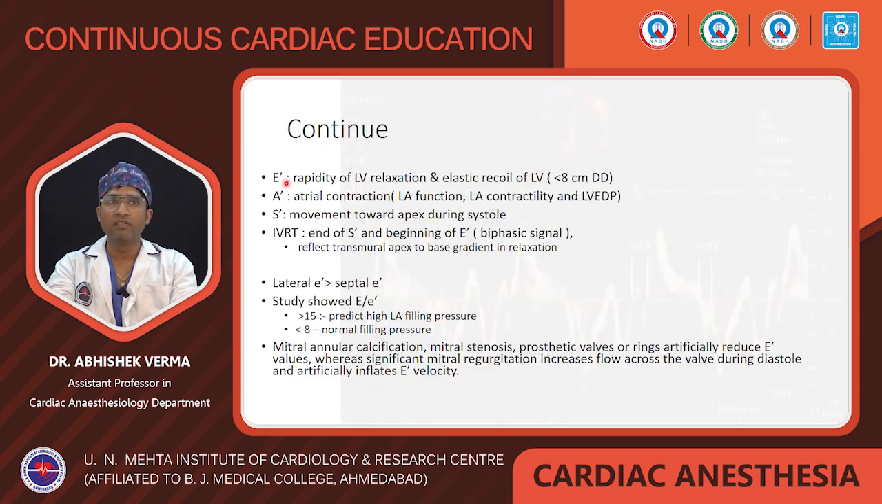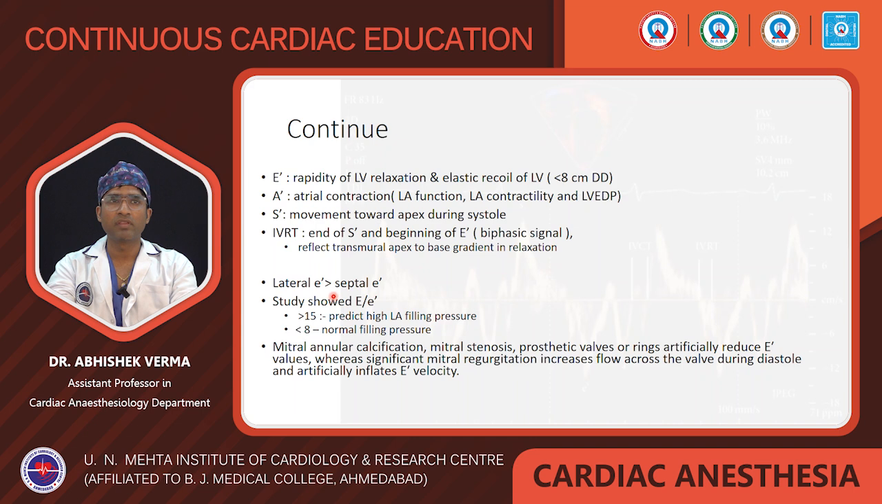We see the E wave. E prime shows the rapidity of the LV relaxation and the elastic recoil of the LV, and if it is less than 8 mm, it indicates diastolic dysfunction. If there is an atrial contraction, it is shown by the A prime. It shows the LA function, the LA contractility or the LV EDP. Same thing, the S prime or systolic wave shows the movement toward the apex during systole. And the IVRT and IVCT lie at the end of the S wave and the beginning of the E prime. It is a biphasic signal because of the apex to base gradient in the relaxation time.